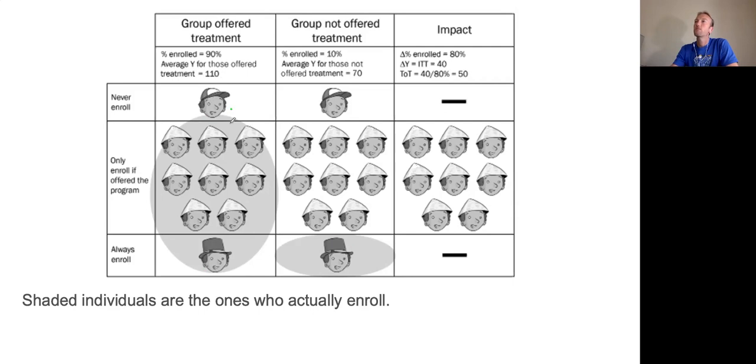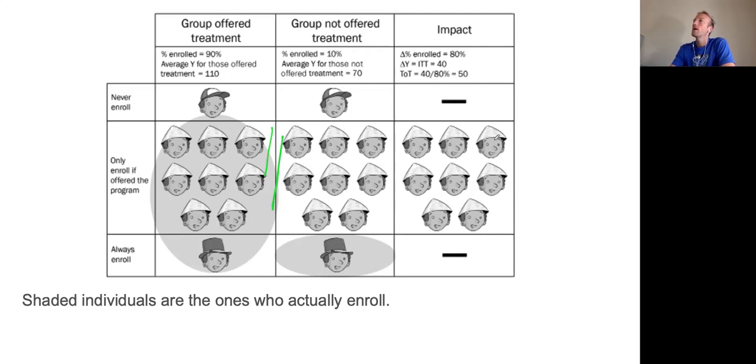So that makes some easy math. If there's 10% that are nevers and 10% that are always, then that means that there are 80% that are enroll if offered. These are the people right here who are going to get the treatment if it's offered. And these are the people who are not going to get the treatment because they're not offered it. I only want to compare these 80% of the people to these 80% of the people right here. And then I want to compare the impact estimate.